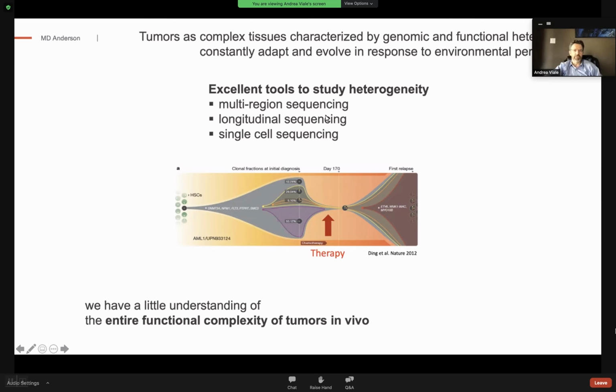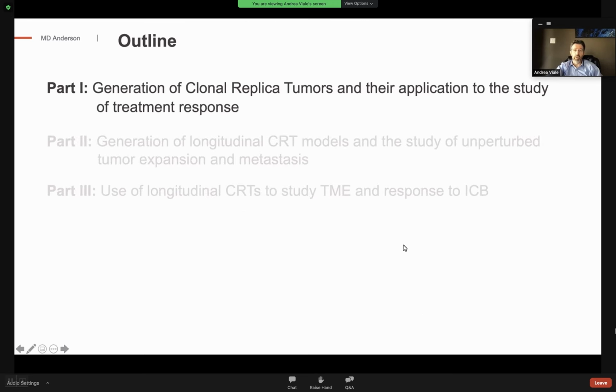So we have excellent tools to study heterogeneity. We have multi-regional sequencing, longitudinal sequencing, and single-cell sequencing, but we still have a limited understanding of the entire functional complexity of tumors in vivo. And this is the reason why we started a long time ago to use molecular barcoding.